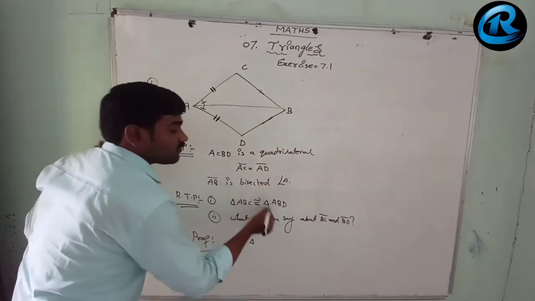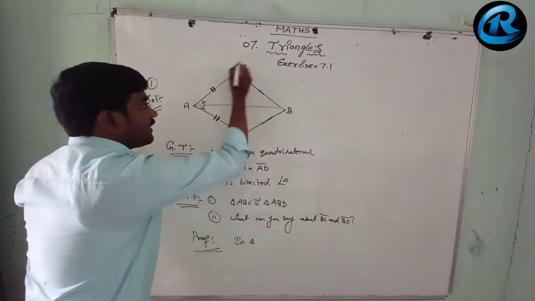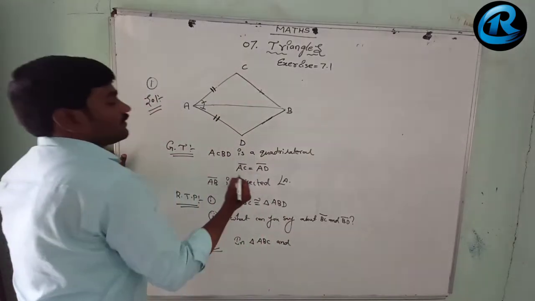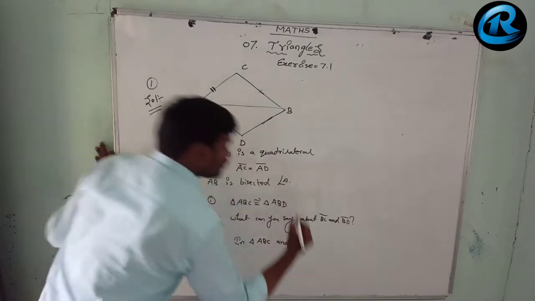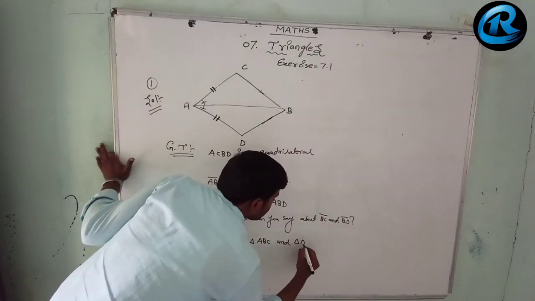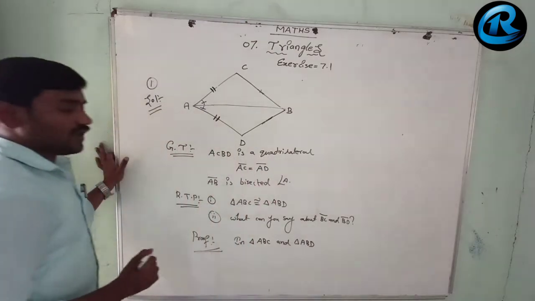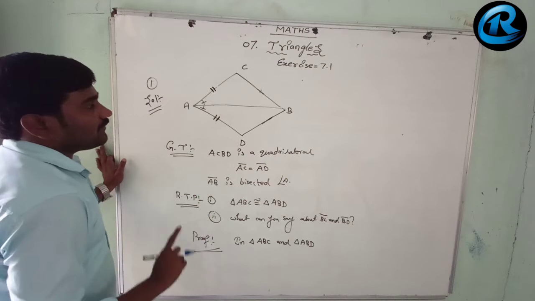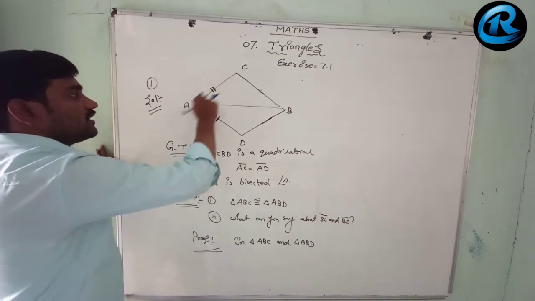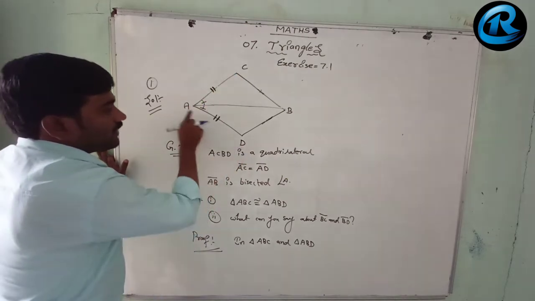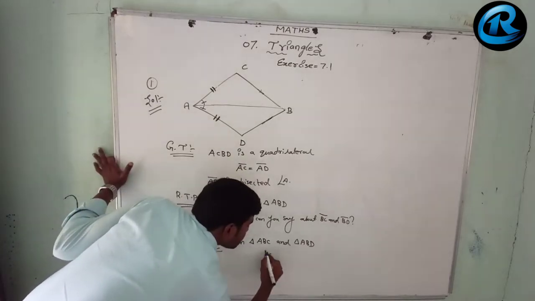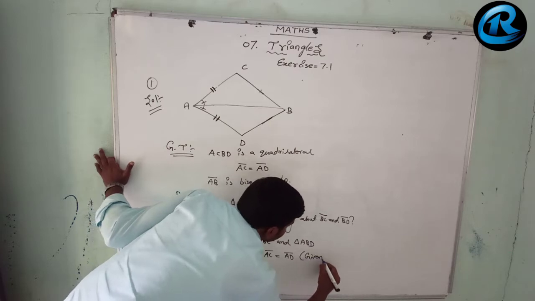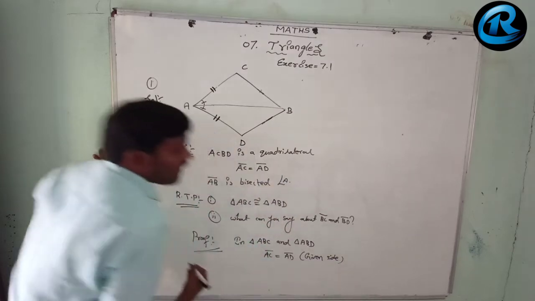Let us see, in triangles first we have to choose the triangles. Which triangles do we have to choose? Whatever they ask, we choose that. Triangle ABC we choose, and triangle ABD, these two triangles I have chosen. Now what do we have to do? See, in these two triangles, it is given that AC is equal to AD. This is a given side.